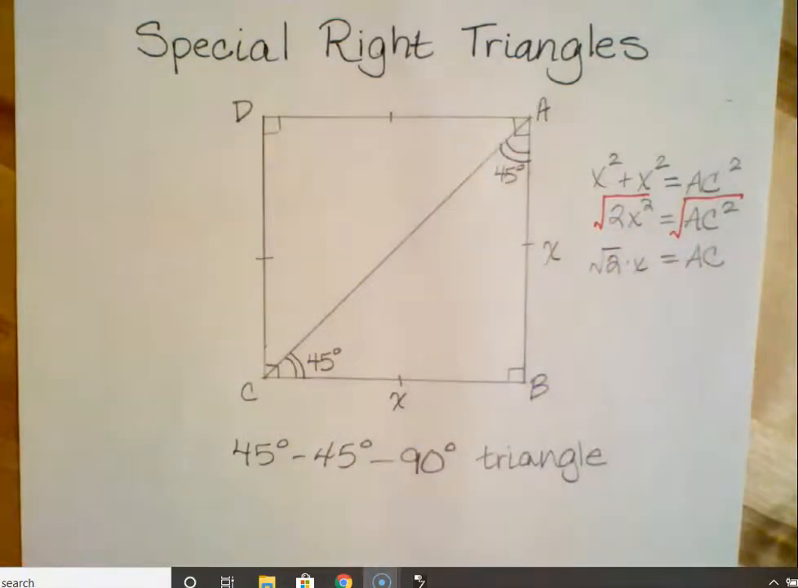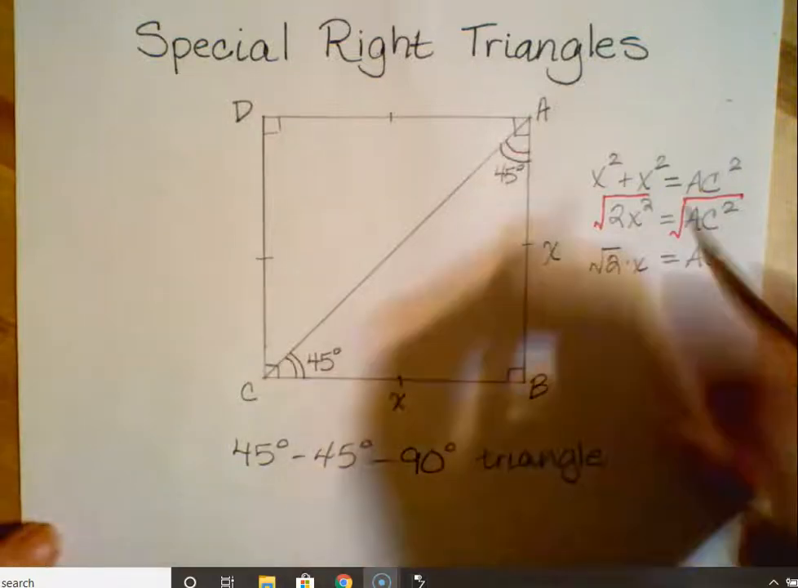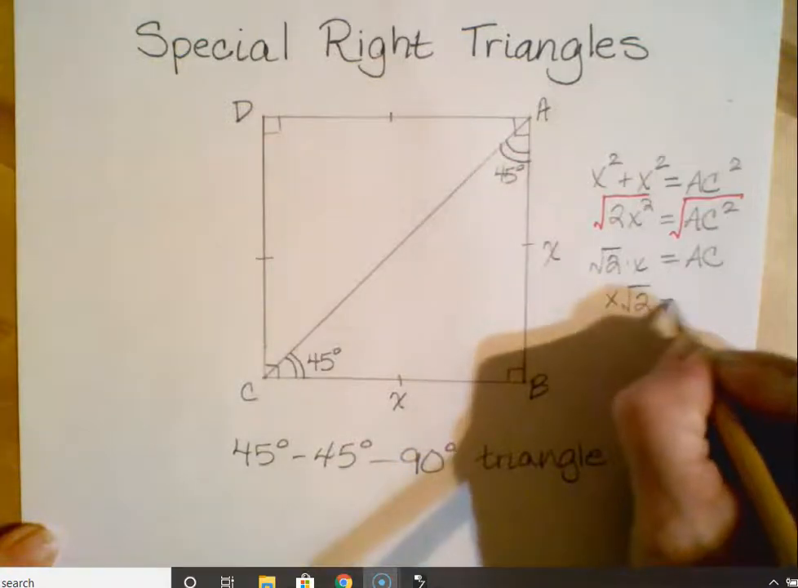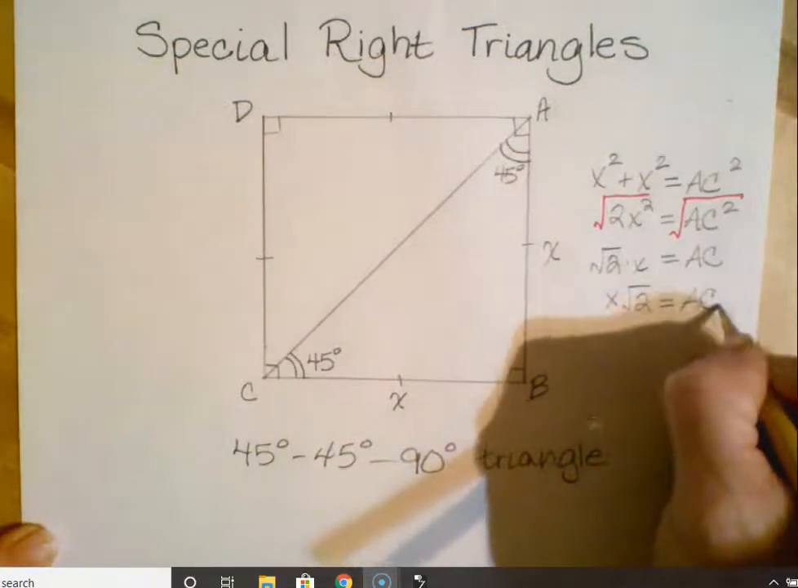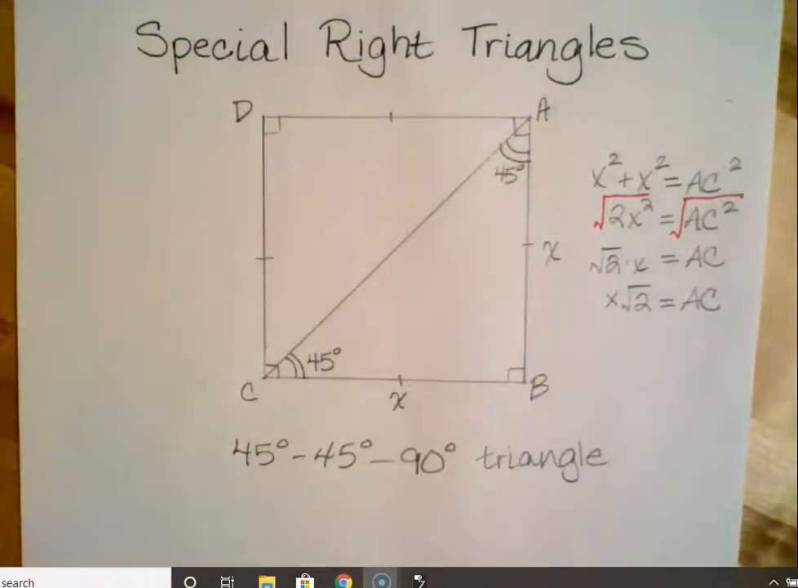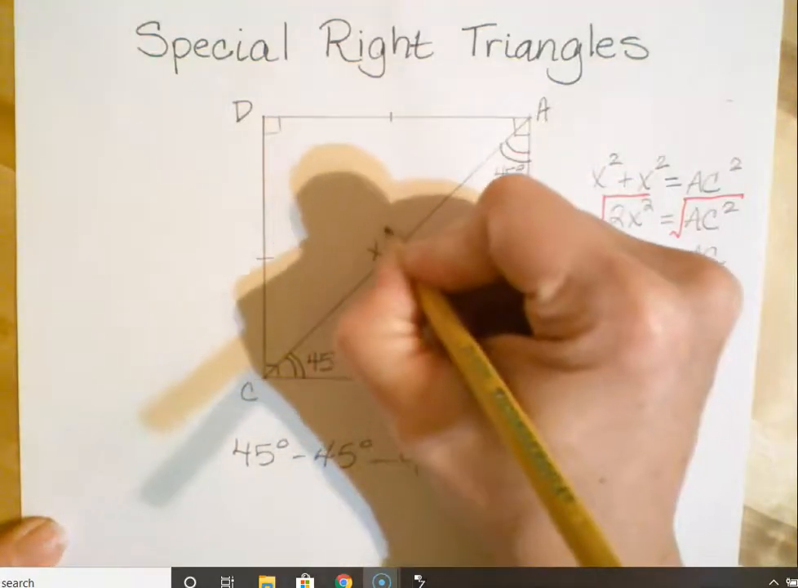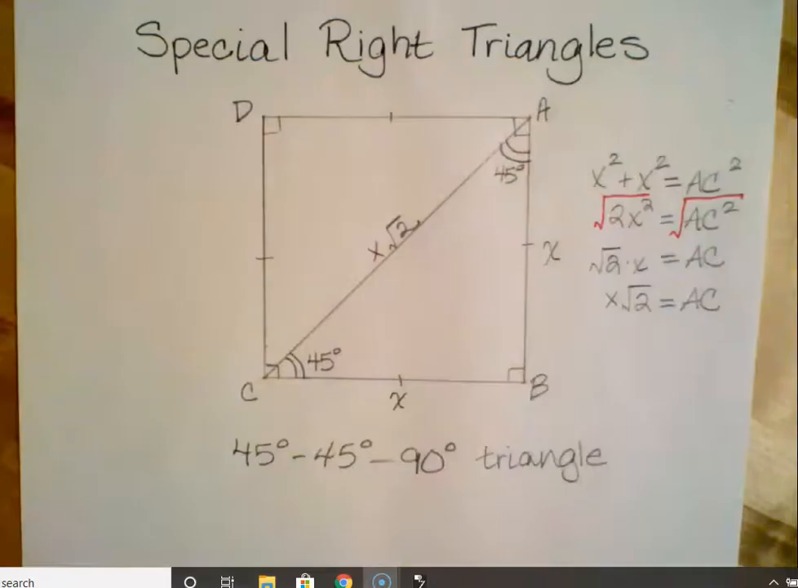Now, it's more common with radicals to write the whole number or coefficient part in the front and the radical behind it. It is multiplication after all, so that commutative property allows us to switch the position of those two quantities or factors, which means in this case the length of the diagonal would be x times the square root of 2. And that sets up the relationship for the 45-45-90 triangle.